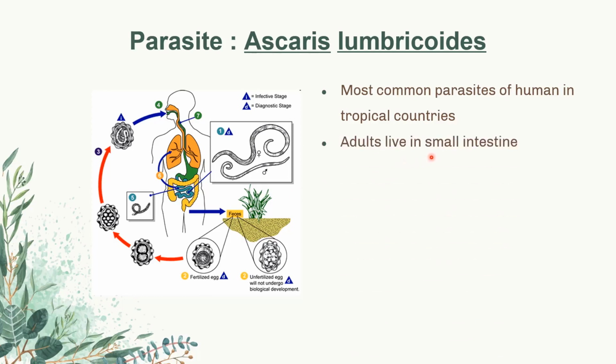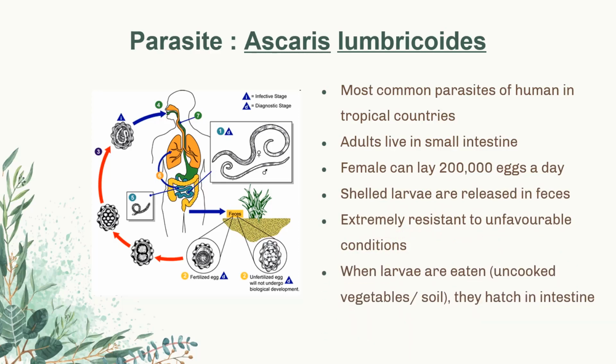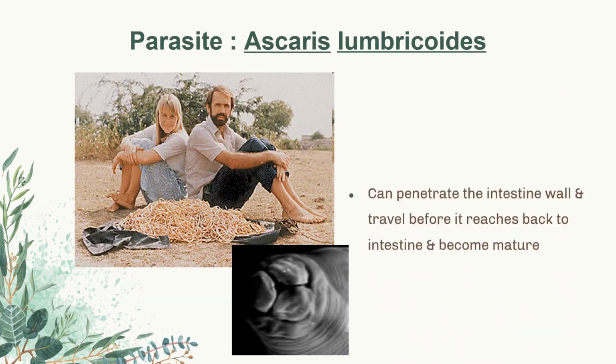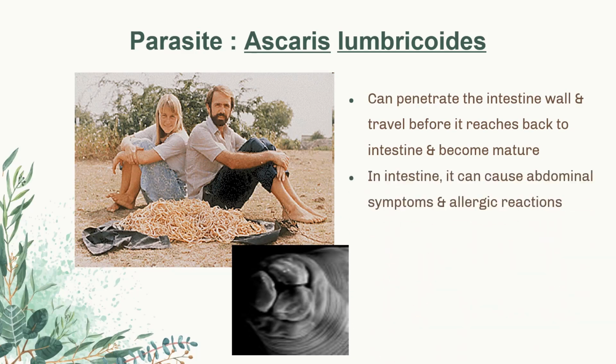The parasite Ascaris lumbricoides is one of the most commonly found parasites of humans in tropical countries. The adults live in the small intestine, and the female can lay up to 200,000 eggs a day. The shelled larvae are released in the feces and are extremely resistant to unfavorable conditions. When the eggs are eaten in uncooked vegetables and soil, they hatch in the intestine. The parasite can also penetrate the intestine wall and travel before it reaches back to the intestine and matures. In the intestine, it can cause abdominal symptoms and allergic reactions within the host. In large numbers, they can cause intestinal blockage and may cause death.